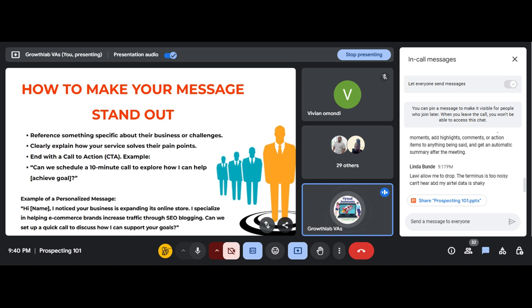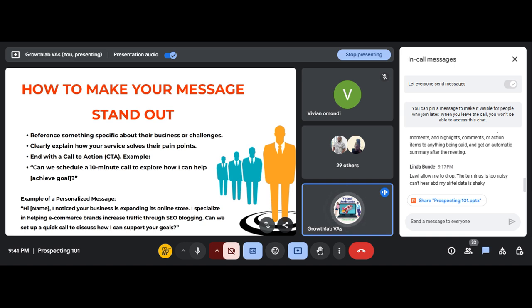So a good way would be you do an audit of them, find out if they have a problem or if they are growing, or whichever scenario, as long as it's specific and something real. For example, the example given down there: you say, I noticed your business is expanding its online store. So you could find that they have posted recently that they are opening another branch somewhere. So you would have noticed that they are expanding.